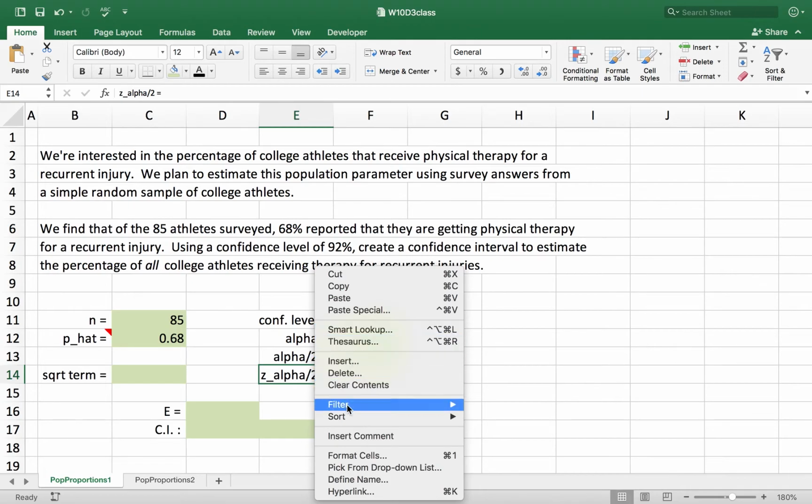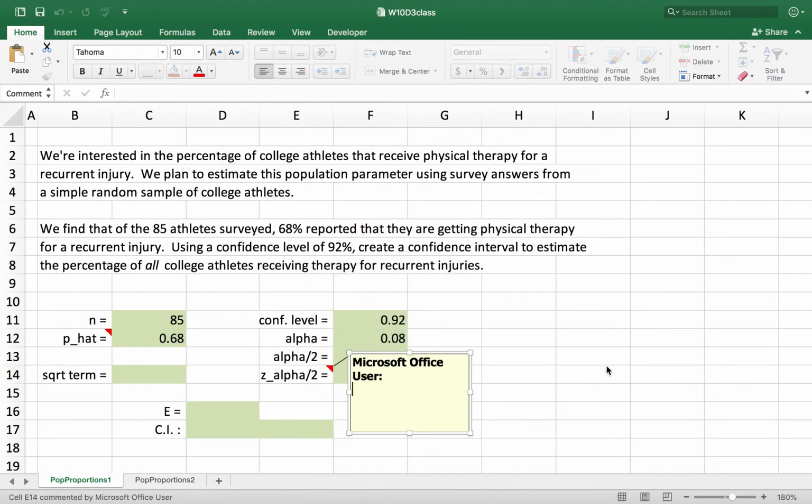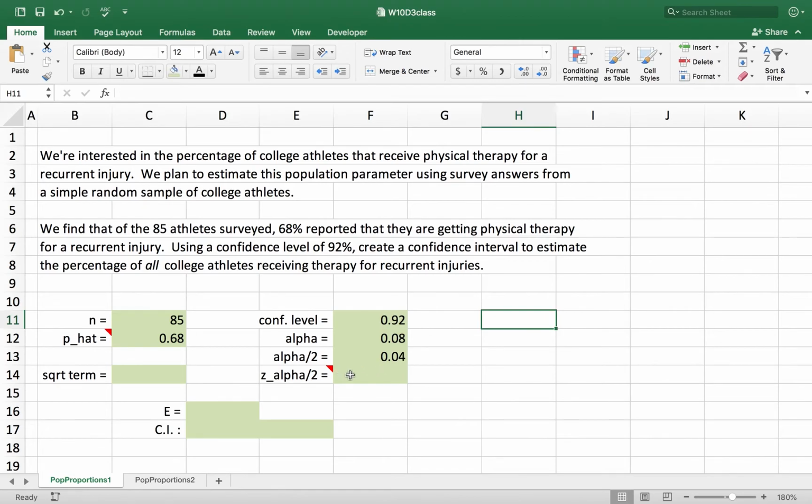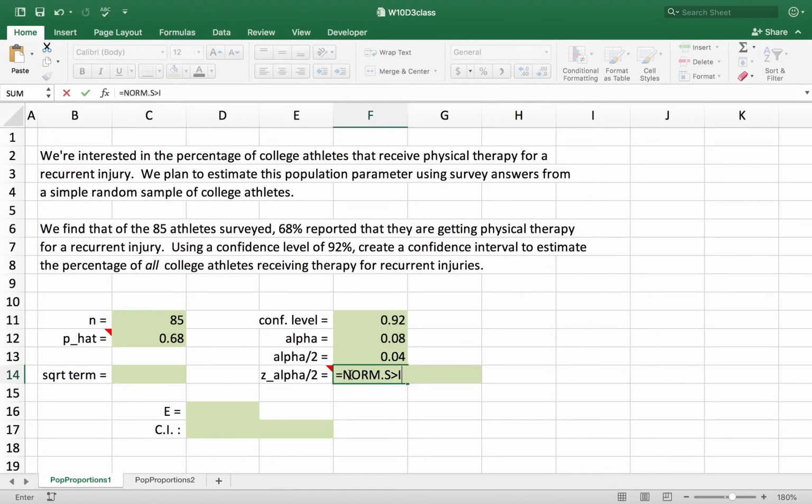And then keep in mind, again, we can insert a comment. This is the z-score with a probability of 1 minus alpha over 2 to the left. And just as a little reminder, if we know a probability to the left and we want to compute the z-score, we use the norm.s.inverse function. So we're going to type in norm.s.inverse of 1 minus alpha over 2. That's the area to the left. And now when we hit enter, we'll get the appropriate z-score to use.